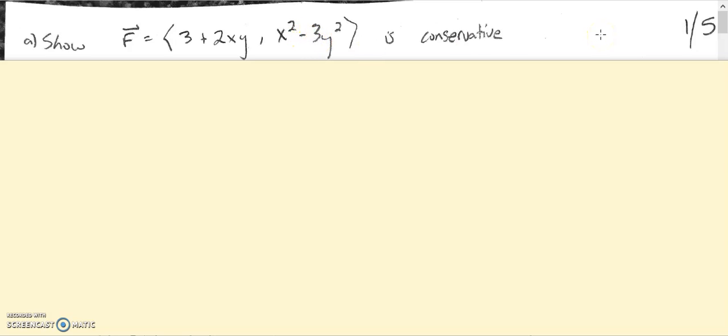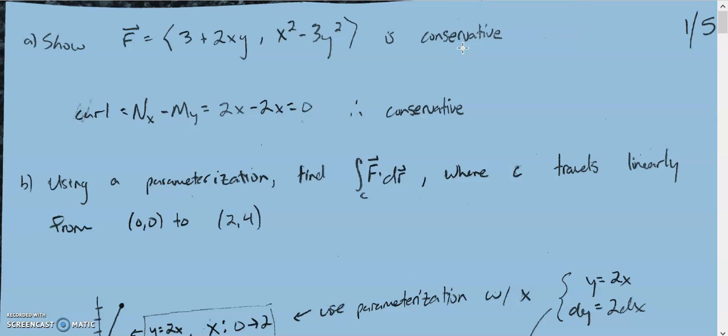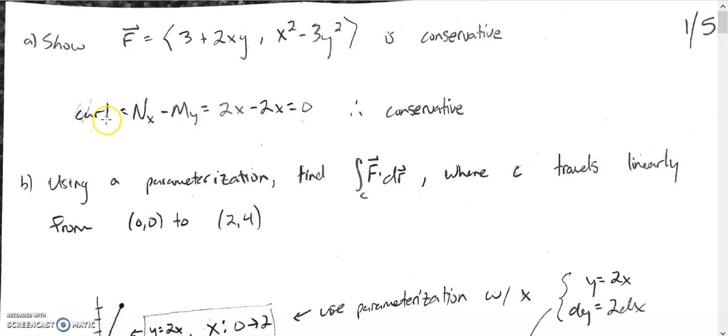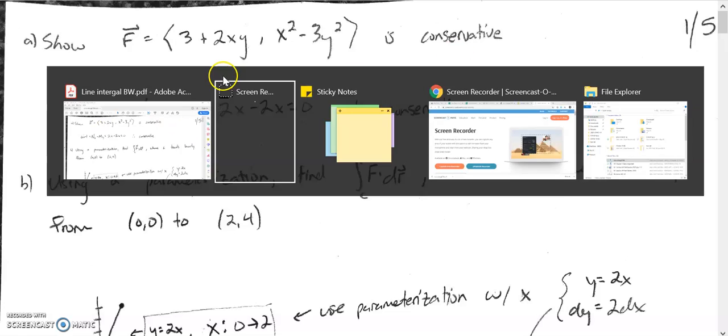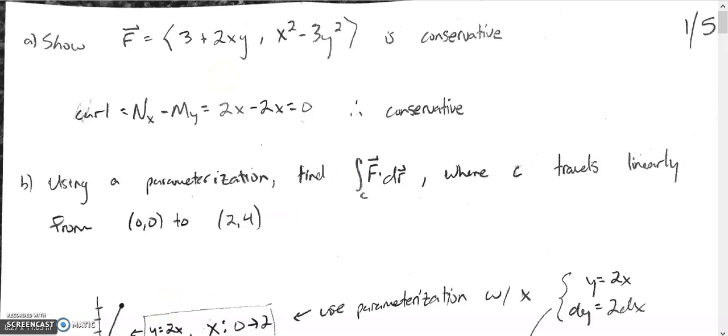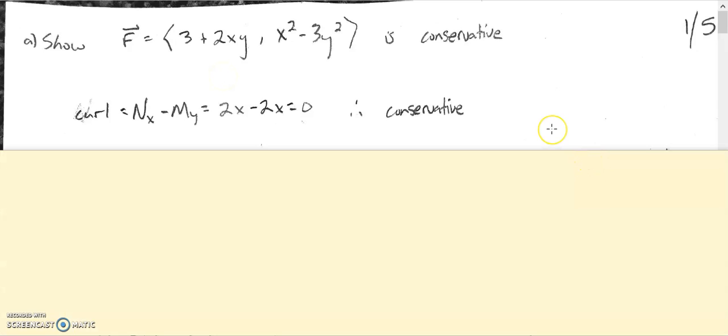So first one, given this vector field, 3 plus 2xy comma x squared minus 3y squared, we want to show that it is conservative. So go ahead, hit pause. I'm going to flip to the answer. I'm going to do it this way. It doesn't matter that much.